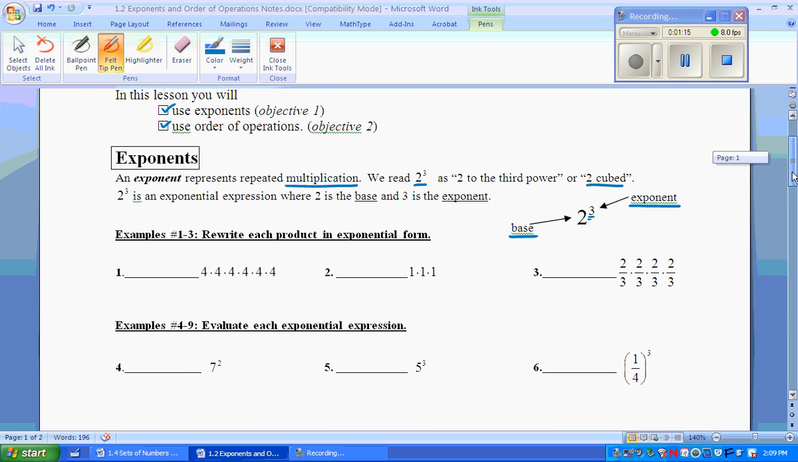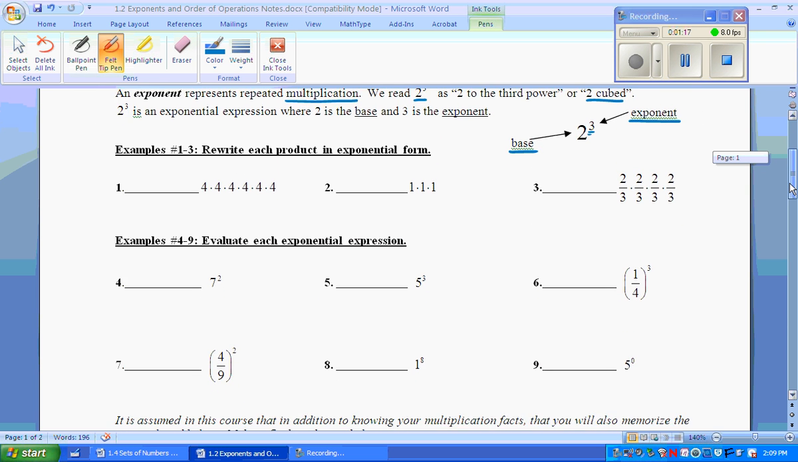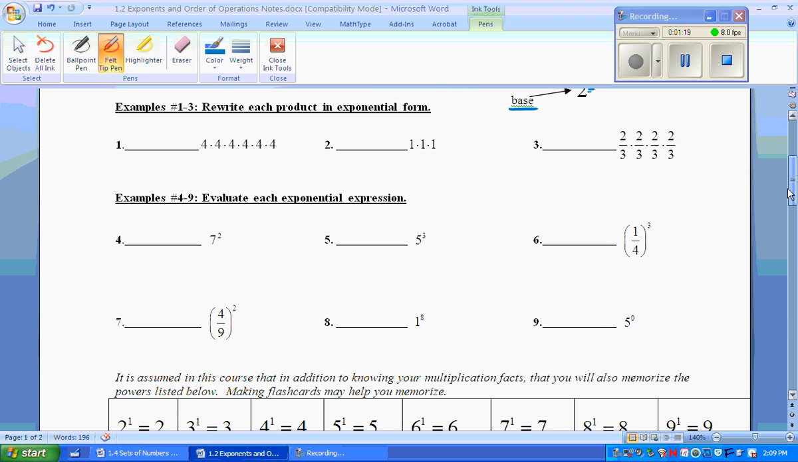In numbers 1, 2, 3, you're going to rewrite each product in exponential form. Let me do number 1 for you. 4 is the number that ends up being the base, the big number. How many 4s do you have? 1, 2, 3, 4, 5, 6. So you put 4 to the 6th power. Pause it, try the next 2 on your own, and then come back.